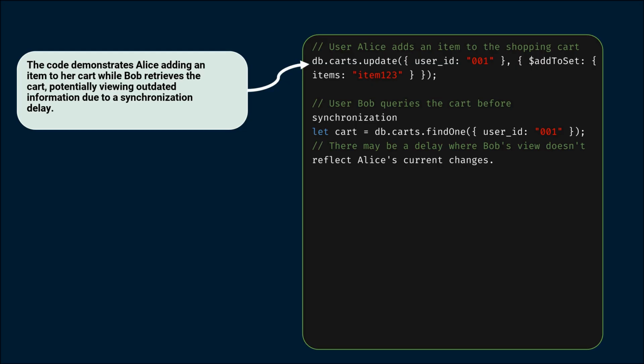Next, let's consider how user Bob queries Alice's shopping cart right after she adds that item. He retrieves that cart using a find operation, but here's the catch. There might be a lapse where Bob sees a version that does not show Alice's recent addition. This inconsistency really highlights the challenges developers face in NoSQL systems, where immediate data visibility isn't guaranteed. It's super important then to understand the use case and what levels of consistency are acceptable for different applications.